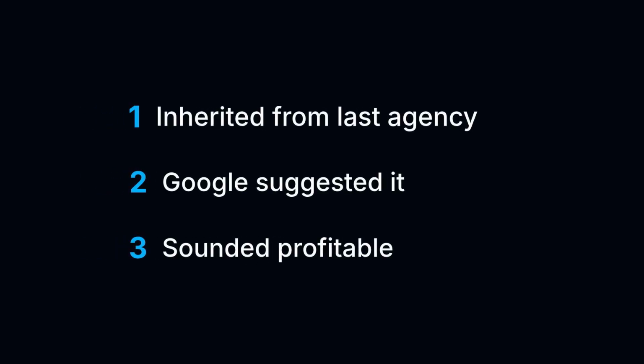So let's talk about where most ROAS targets come from, because this is the root of the problem. Those are the three most common answers we get, and none of them are grounded in your actual business math. The Google one is worth calling out specifically. When you switch to target ROAS bidding, Google will suggest a number for you. That number is based on what Google thinks will maximize conversions within your budget. It's not based on your margins. It doesn't know what it costs you to make or ship a product. Google's goals and your goals are not the same goals.